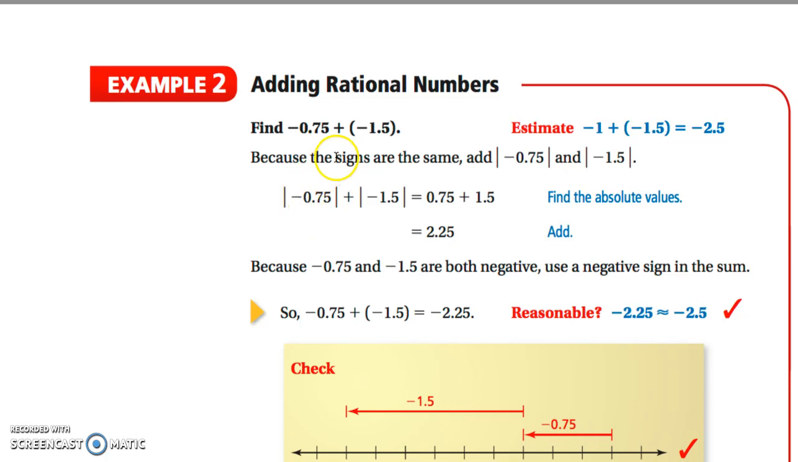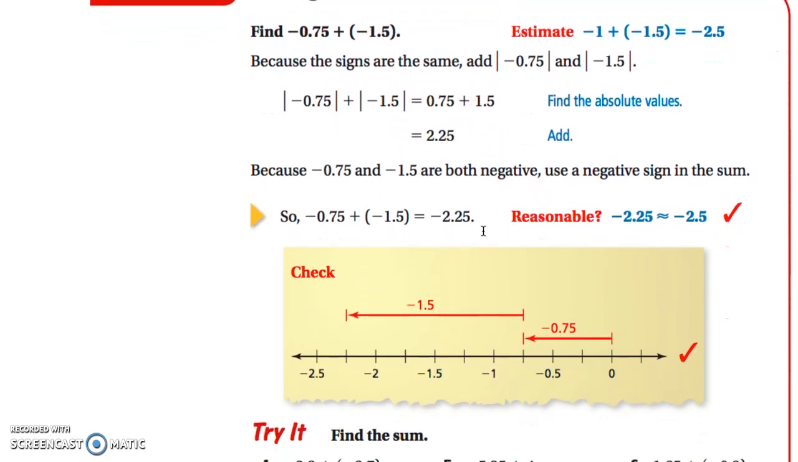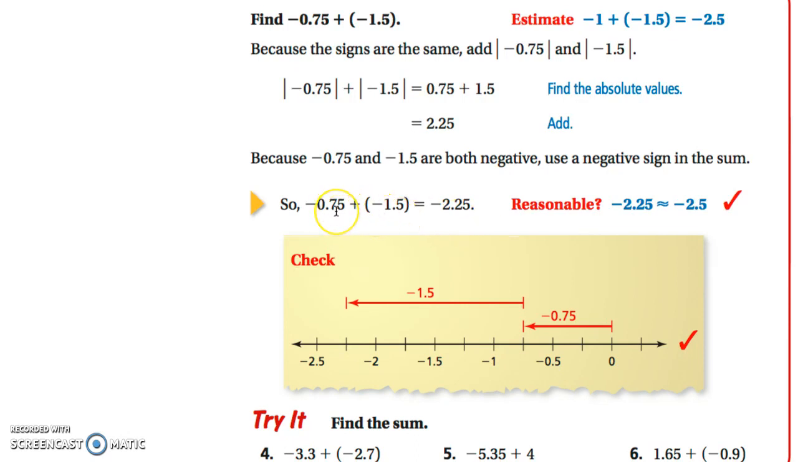Coming down to decimals, we use the exact same rules. If this is a negative and a negative, same signs, add them up. So we're finding the absolute value of both. The absolute value of negative 0.75 is 0.75, and the absolute value of negative 1.5 is positive 1.5. So we add them up. And then we take the sign of the bigger digit. So in this case, it's a negative 2.25.